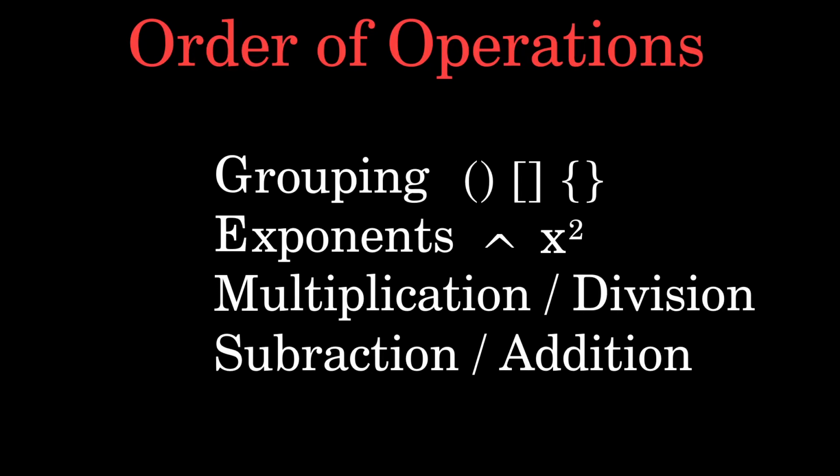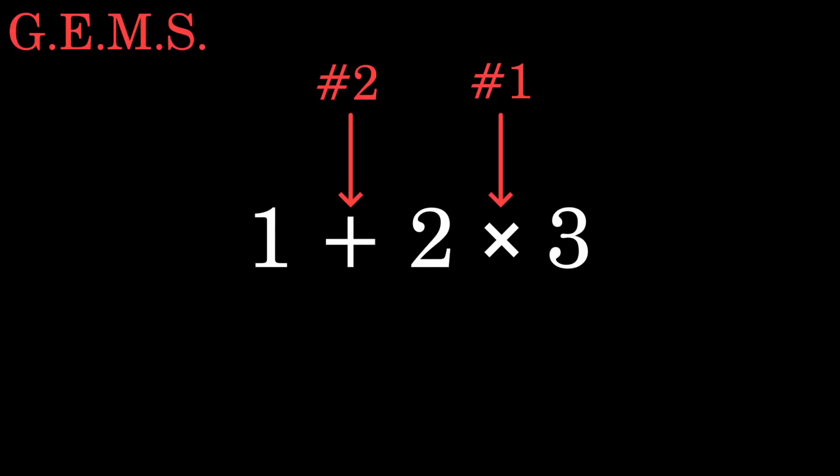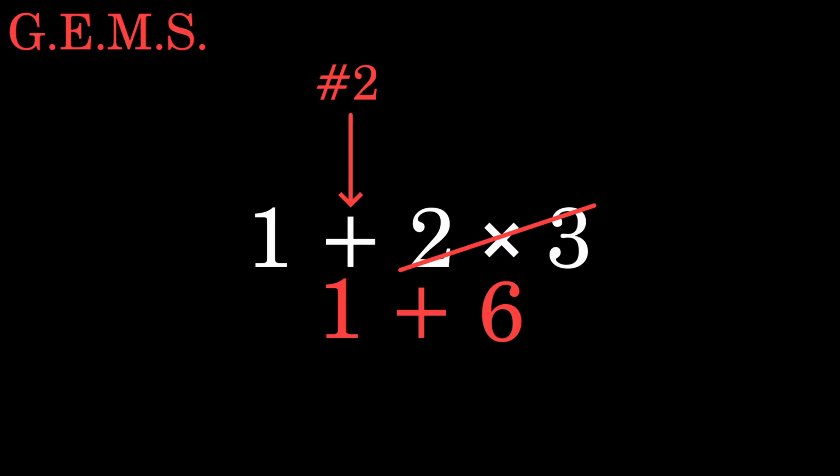Using this information, we can go back to our previous question and figure out the answer. Because multiplication is before addition, we multiply 2 and 3 together first. That gives us 6. Now we can add 1 and 6 together and the answer is 7. So congratulations to you, those who knew it was 7.